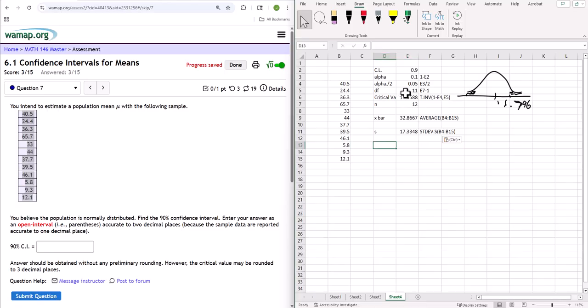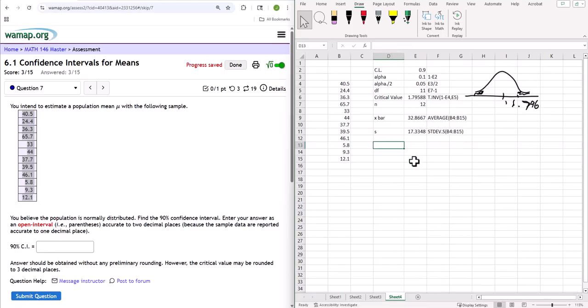So we have our critical value. Give a little room there so you can read it easily. We need our standard error. And the standard error is the standard deviation divided by the square root of n. Took a little while to hunt through it.